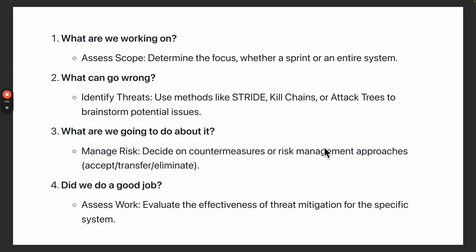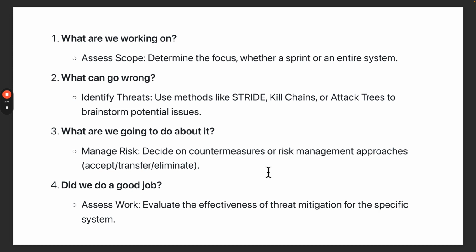What can go wrong? Let's identify the threats. Use something like STRIDE, a kill chain, or attack trees to really brainstorm potential issues. And what are we going to do about it? How do we manage the risk? How do we decide on a countermeasure for our team and risk management approaches to either accept that risk, transfer it, or eliminate it with a system or configuration or process change?